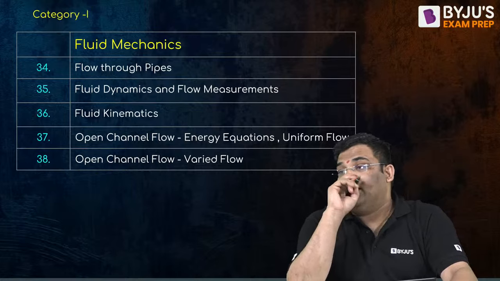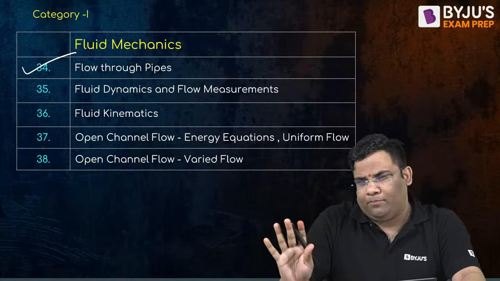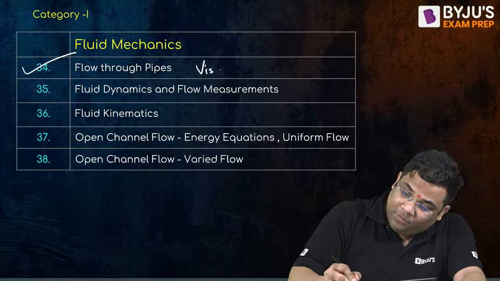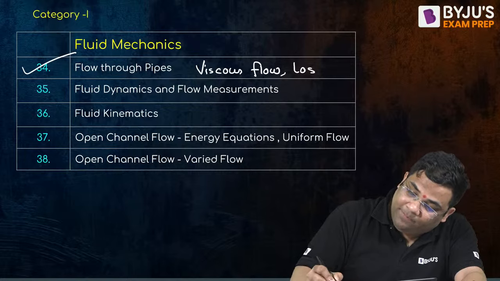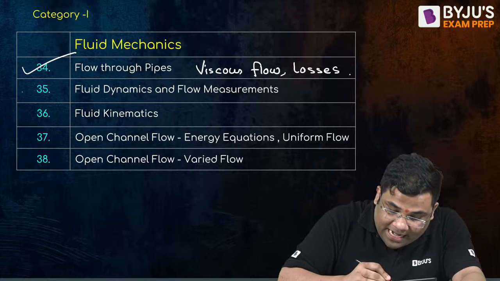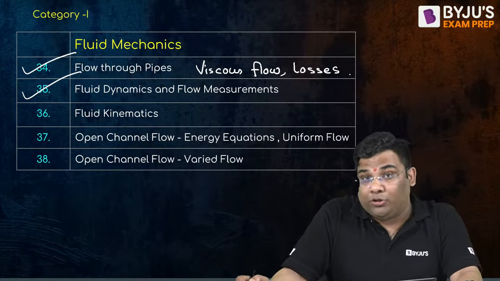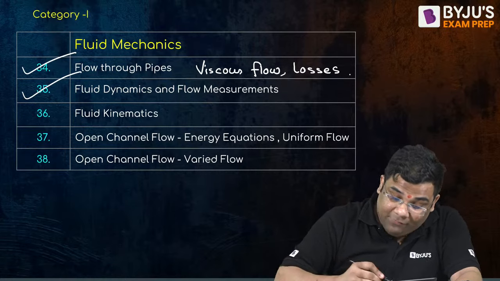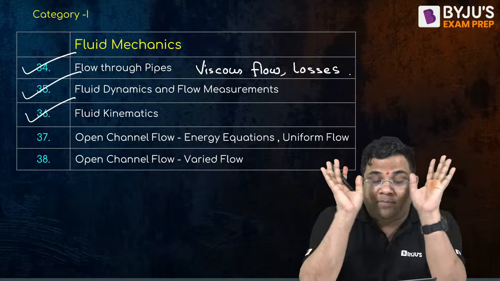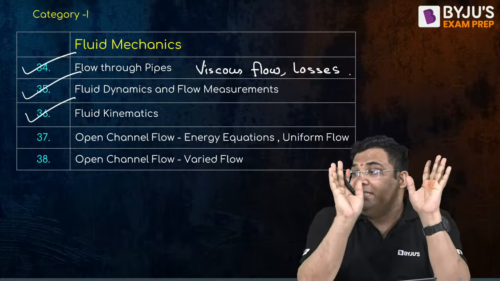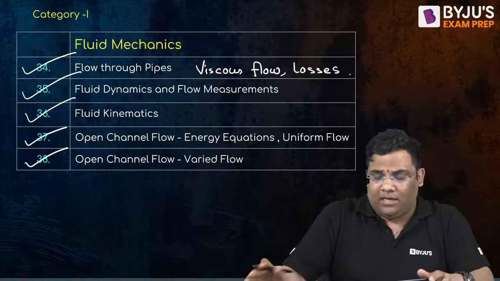Then in fluid mechanics, first, flow through pipes. Flow through pipes, very important. In this, viscous flow and the losses in pipe flow, very important. Then fluid dynamics, the Bernoulli equation and its application, and flow measurements, so venturimeter, pitot tube, very important. Then we have fluid kinematics. I have put it in one category, very important. Complete these three first. Then I am including open channel flow in fluid mechanics.